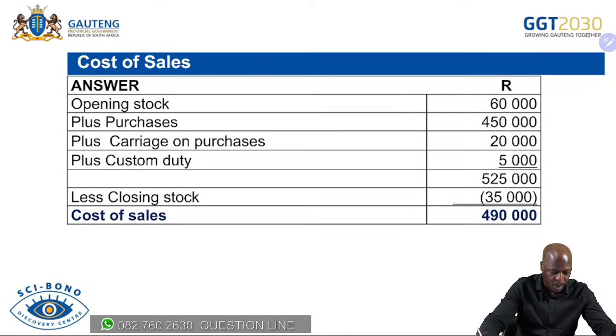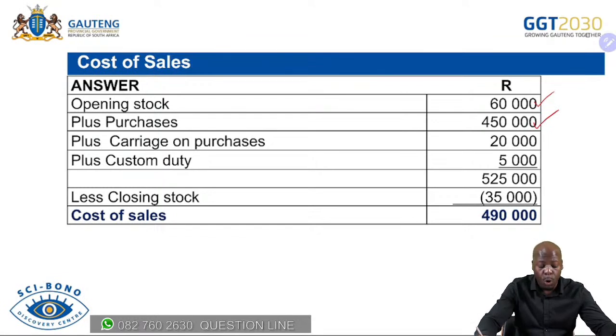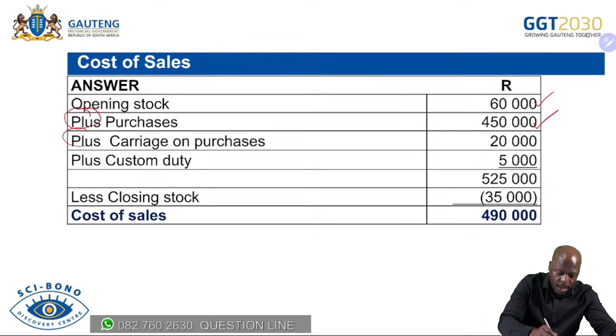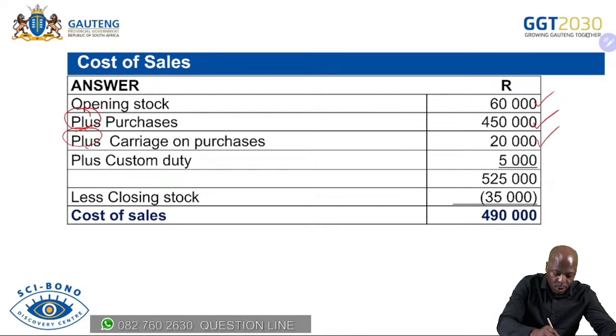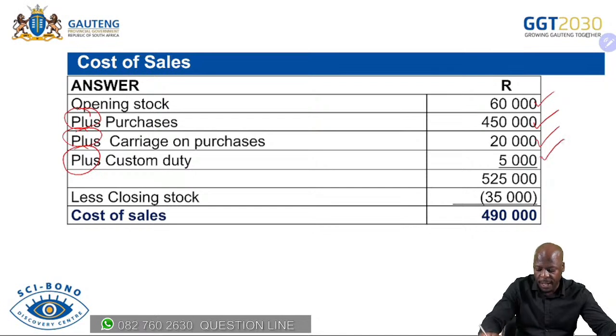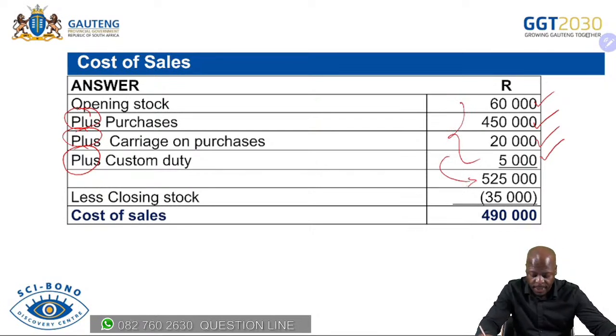The first thing that I start with is my opening stock, which is 60,000. And then I have to go and add my purchases. And my purchases is 450,000. All this I am adding, and you see I'm saying plus. And I will also add carriage of 20,000. And please remember to also add customs duty of 5,000. Having added all of these, you then arrive at 525,000.